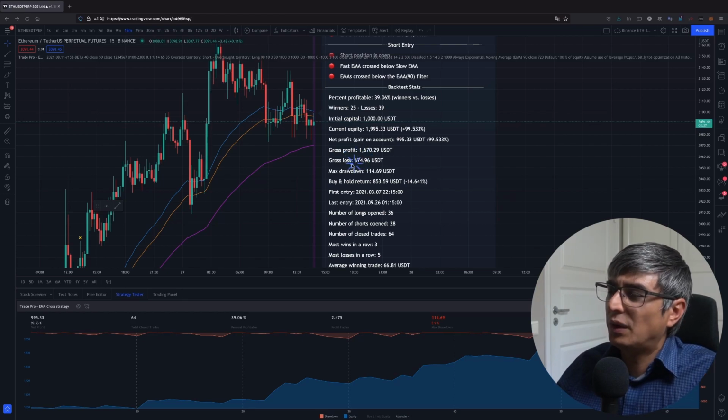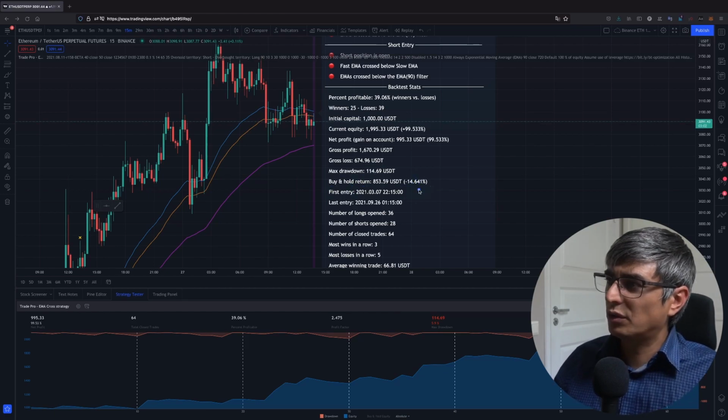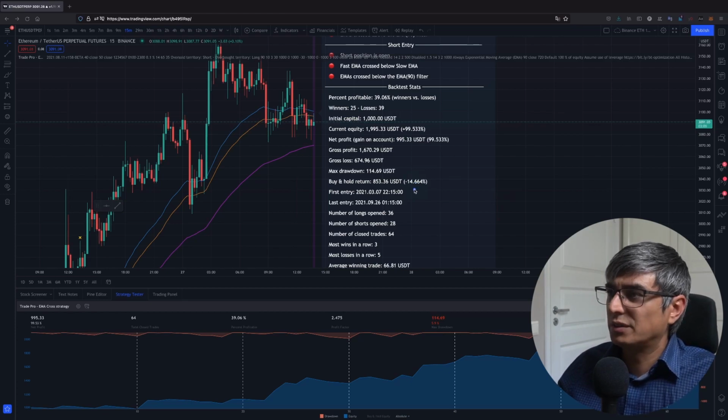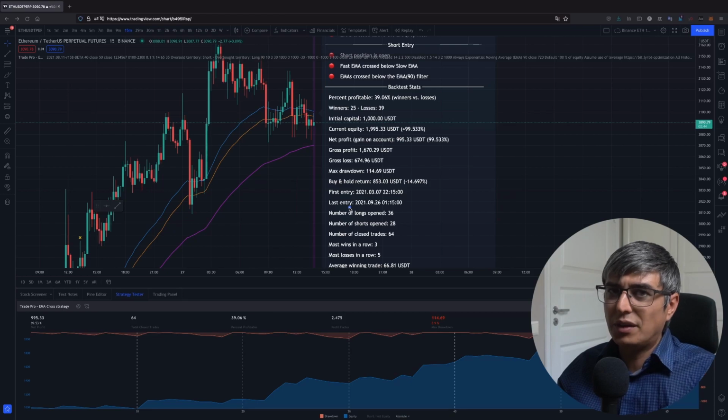You can see the gross profit, 1670, and we lost $675. The maximum drawdown was $115. Buy and hold would have been negative, a loss of almost 15%. The first entry is from March the 7th and the last entry from the 26th of September.